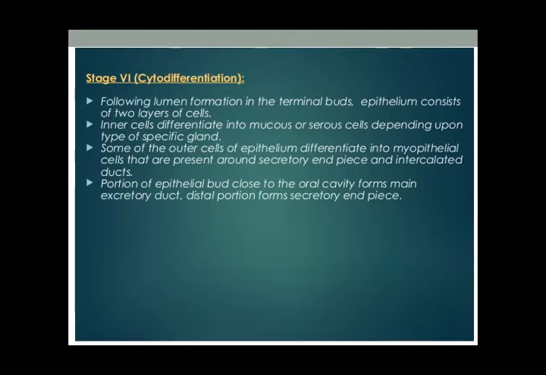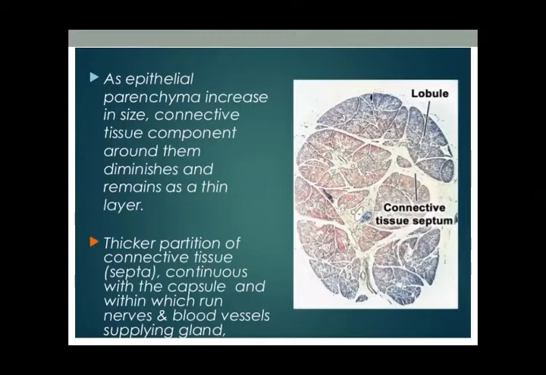The portion of the epithelial bud close to the oral cavity forms the main excretory duct. The distal portion forms the secretory acini. As the epithelial parenchyma increases in size, the connective tissue component around them diminishes and remains as a thin layer. The thicker portions or partitions of connective tissue, the septa, continue with the capsule, and within them run nerves and blood vessels supplying the gland. Connective tissue septum.